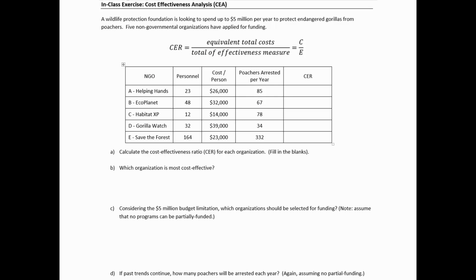Okay, so here's your in-class exercise. What we're going to be doing is looking at a couple of NGOs who exist to prevent poaching. And we want to find out, if you're managing money for people who want to have the biggest bang for their buck, which organizations should be funded?